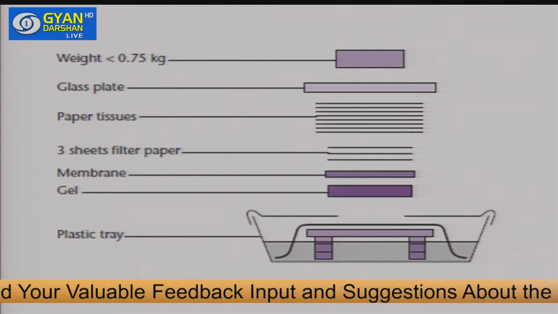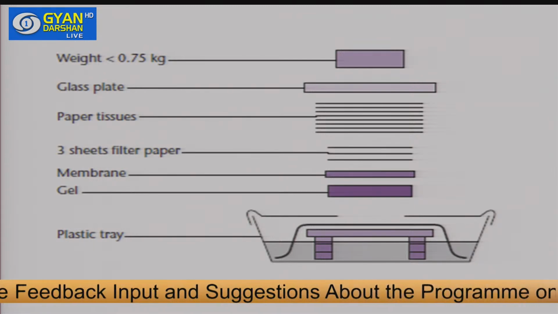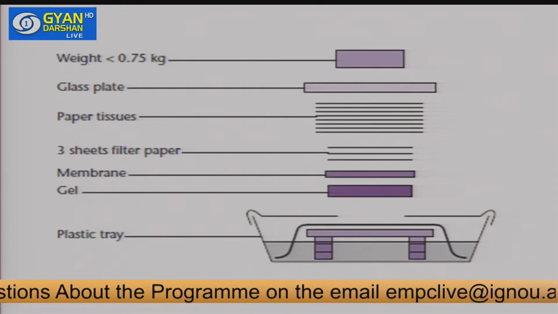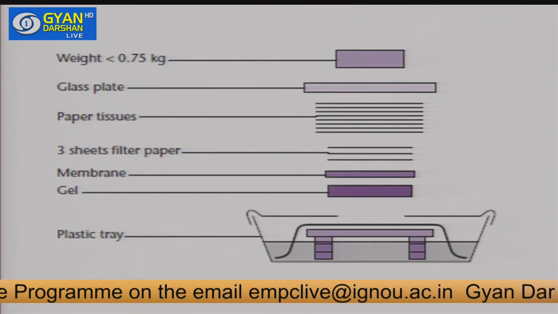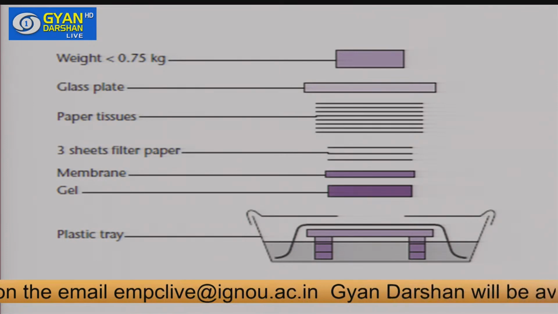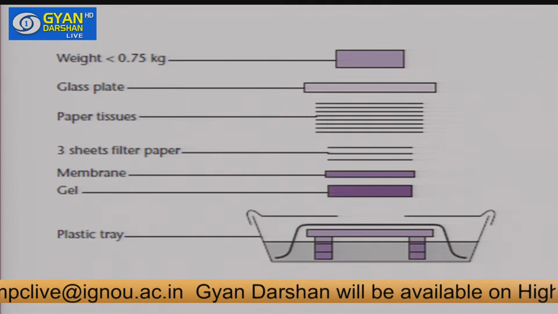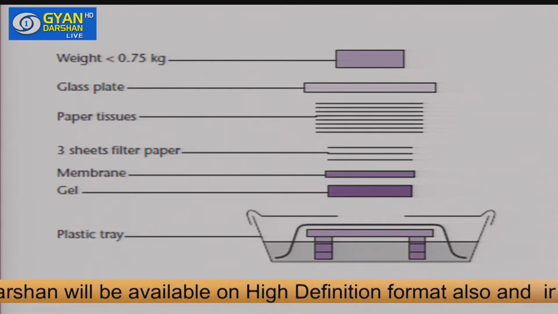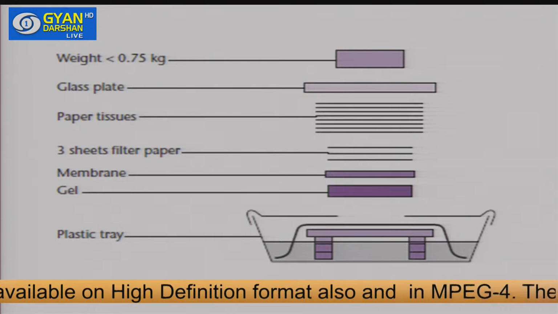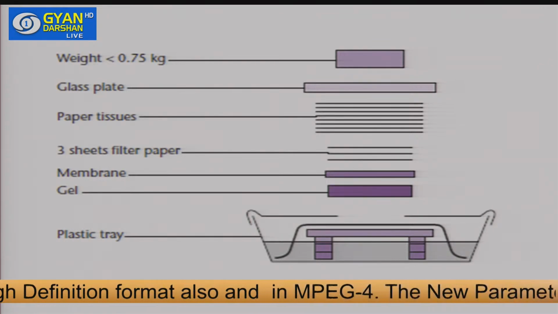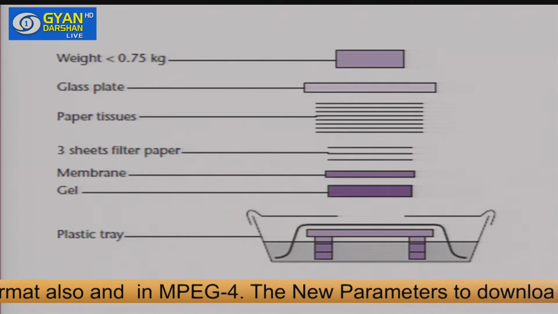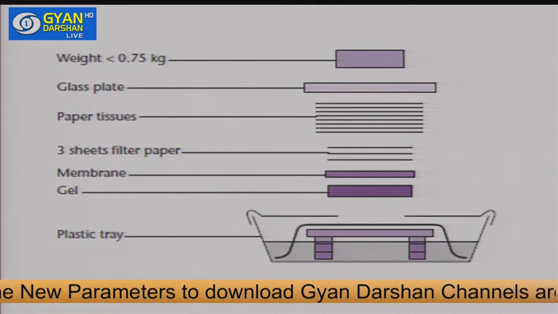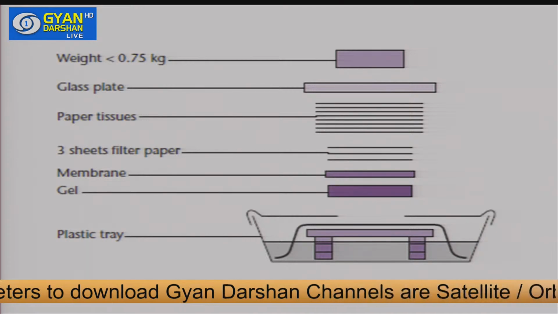Above the membrane you have 3 sheets of filter paper. Above that you have a stack of paper towels, or tissue paper, or paper towels, we call it in a better way. And then you put a glass plate, and above the glass plate you put some weight. That is, in the common balance, you have certain weights. You can put those weights. And then you leave this entire setup, maybe overnight.